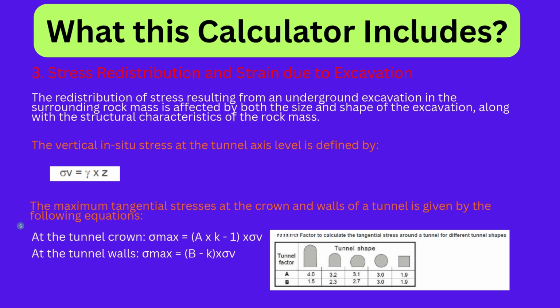The maximum tangential stresses surrounding the tunnel opening will be estimated using the correlations suggested by Hoek and Brown. The reference of the article is provided in the last slide. The parameters required for determining these tangential stresses are the vertical stresses and the stress ratio values.